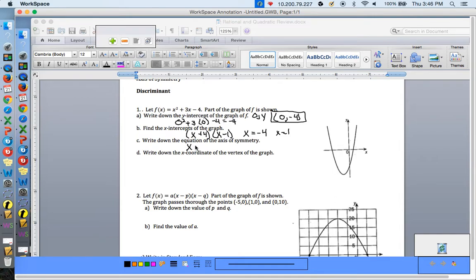Axis of symmetry, we know that that's the opposite of b over 2a. So let's see, we have negative 3 over 2 times 1, so it is negative 3 over 2. And the x-coordinate of our vertex is the same thing. Our x-coordinate is negative 3 over 2. It doesn't ask this, but to find our y, we would plug in negative 3 over 2, and then we would have our vertex, because right now we just have the x value of it.